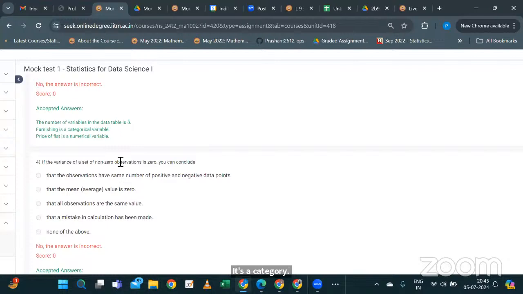What about this? If the variance of a set of non-zero observations is 0, all observations are the same. Okay, let me speak. We should go in sequence.